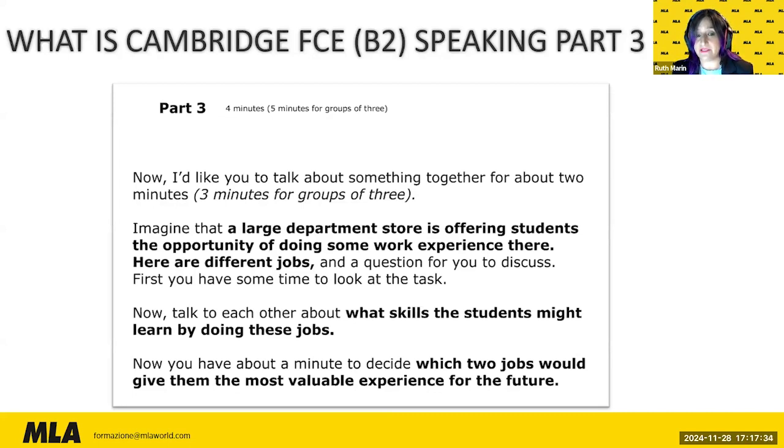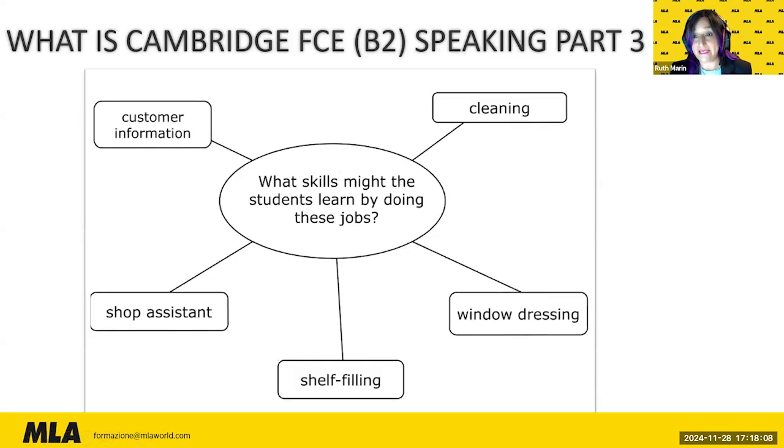"First, you have some time to look at the task." So they give them time, and they look at the task. "Now, talk to each other about what skills the students might learn by doing these jobs." And after 2 minutes, they get an extra minute for the decision-making process. "So now you have about a minute to decide which two jobs would give the most valuable experience for the future." So this is what the task looks like. Here they don't get pictures, so they're also testing their vocabulary, really.